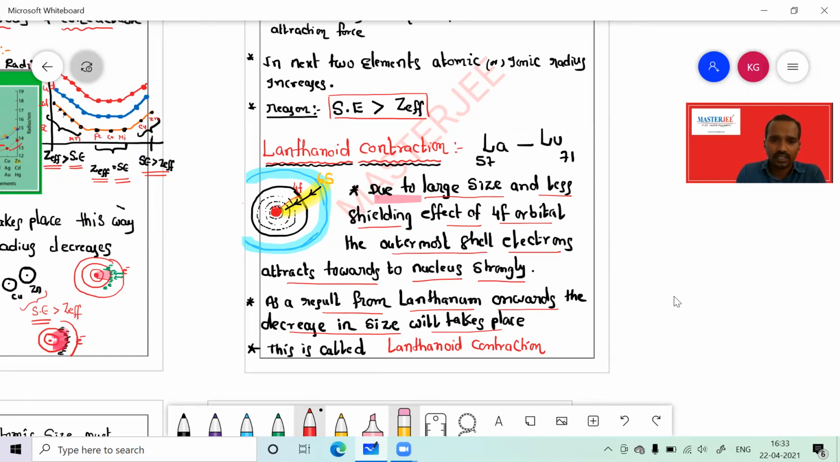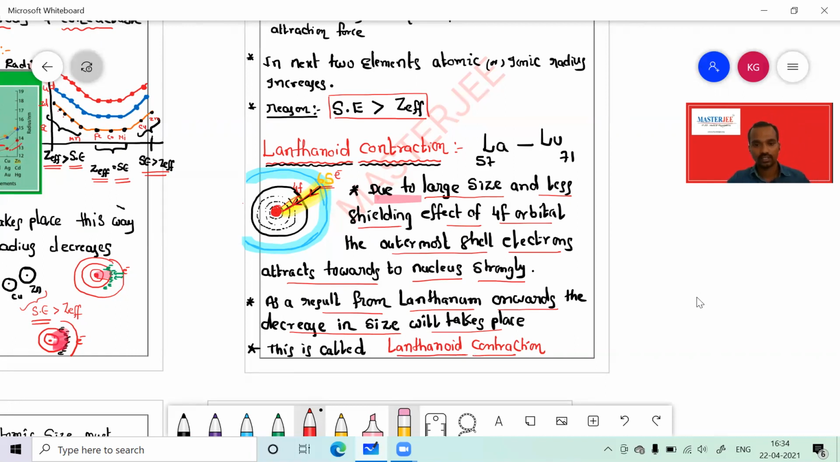So what happens here? The nucleus strongly attracts the outermost electrons, for example the 6s electrons present in the outermost shell. They will be attracted towards the nucleus strongly. As a result, the decrease in size, the contraction in size, will take place. That is called lanthanoid contraction. Once again, due to the large size of these 4f orbitals, the outermost shell electrons are strongly attracted by the nucleus. As a result, the decrease in size takes place. That is called lanthanoid contraction.